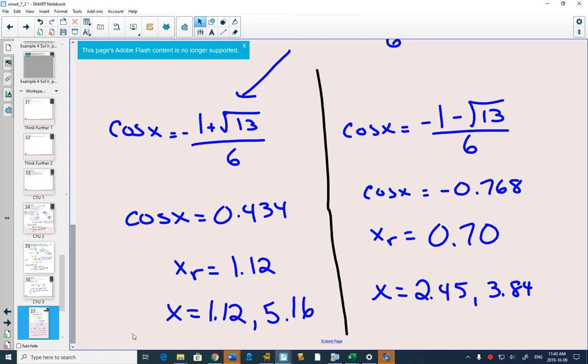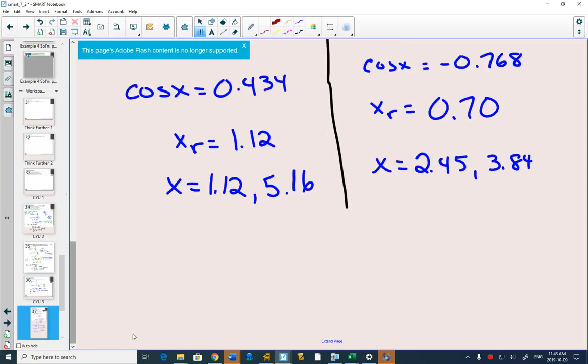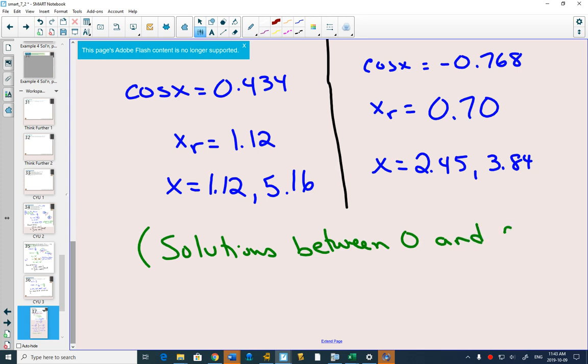Okay. I'm going to make a little note under both of these. These were our solutions between 0 and 2 pi. And this is where we cross our fingers when we reread our question and say, did the question say solve between 0 and 2 pi? Because if it does, we'll be happy. If it doesn't, we'll be like, oh, this question takes forever.